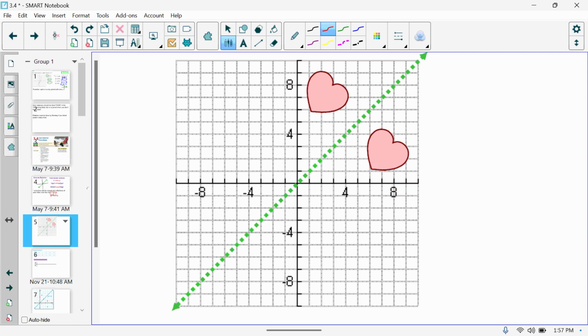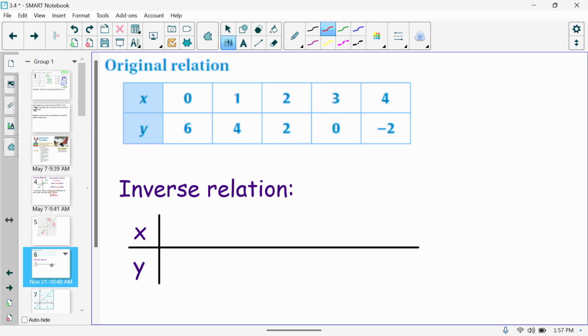That will happen with anything that you graph in math. If you have a function and you find its inverse and you graph both of them, they're going to be like mirror images of each other over this line, specifically the line y = x. All right, so we're going to start with a relation where it's just a set of points. So no graph yet.